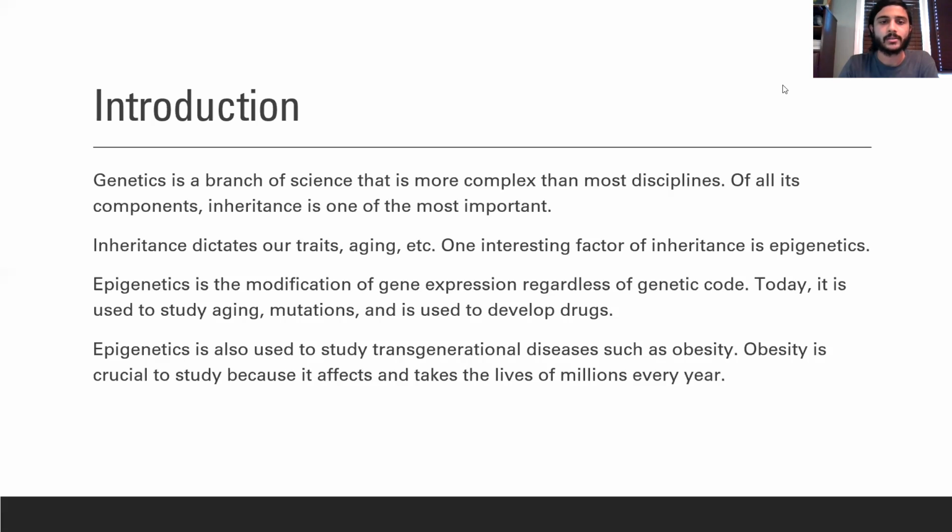So genetics is a branch of science that's more complex than most sciences. One of the most important components of genetics is inheritance, and this is because it dictates our traits, aging, and other genetic components. One interesting factor of inheritance is epigenetics, and that's the modification of gene expression regardless of genetic code. Today, it's used to study aging, mutations, and to develop drugs. This presentation is going to be on how it's used to study transgenerational diseases such as obesity. And this is crucial to study because obesity affects and takes the lives of millions every year.